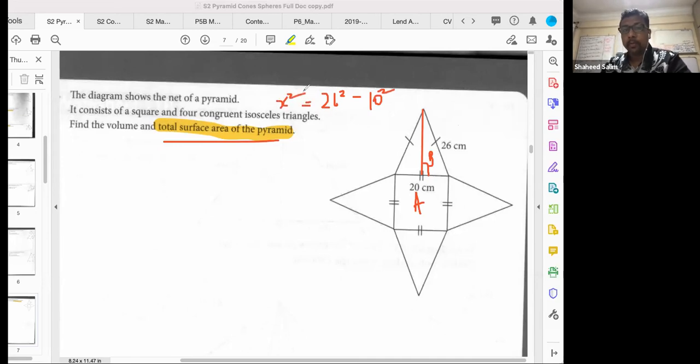Let's see. Okay. Area is 166. Of one triangle, is it right? Okay, let me just check. How did I get 10? This one is 20, so I have to divide it by 2. This length now is 20. From here to here is 20. Half the length is 10. So therefore this one now here is 10.